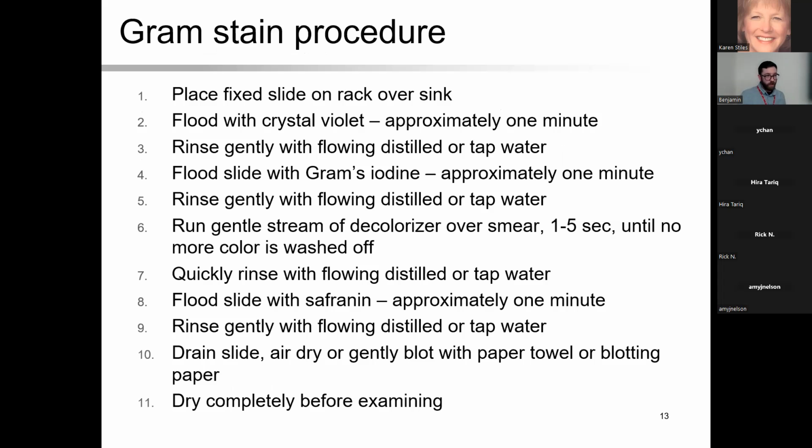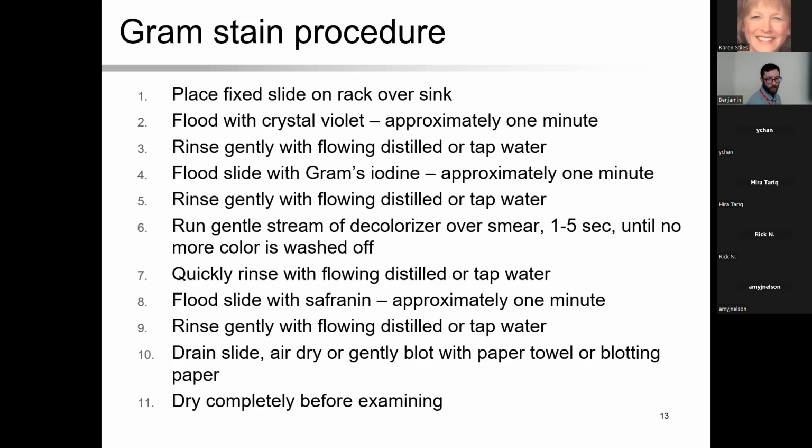So here we go, the gram stain. Most places have a gram stain sink. It's going to be very dirty, very dark. You're going to put your slide on the rack over the sink, and then you're going to flood the whole slide with crystal violet and let that sit on there for about 1 minute so the cells can really take that up into the cell wall.